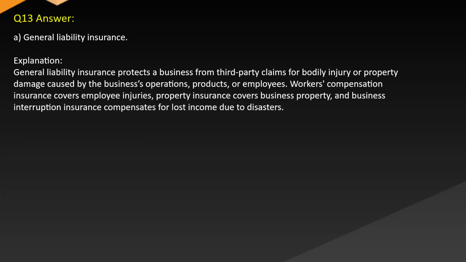Answer: A. General liability insurance. Explanation: General liability insurance protects a business from third-party claims for bodily injury or property damage caused by the business's operations, products, or employees. Workers' compensation insurance covers employee injuries, property insurance covers business property, and business interruption insurance compensates for lost income due to disasters.